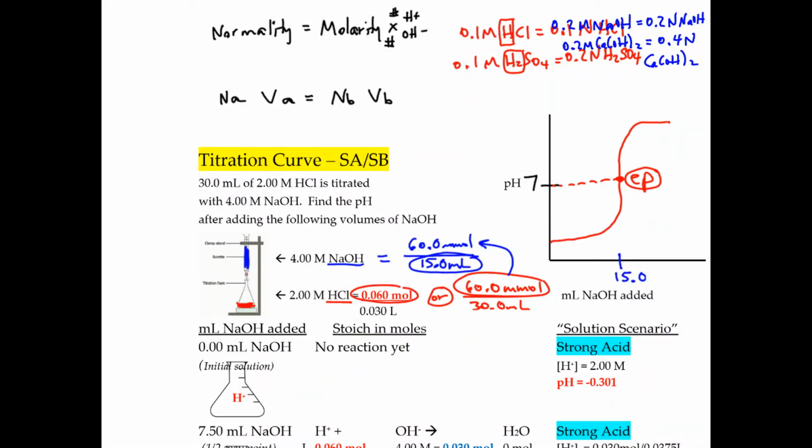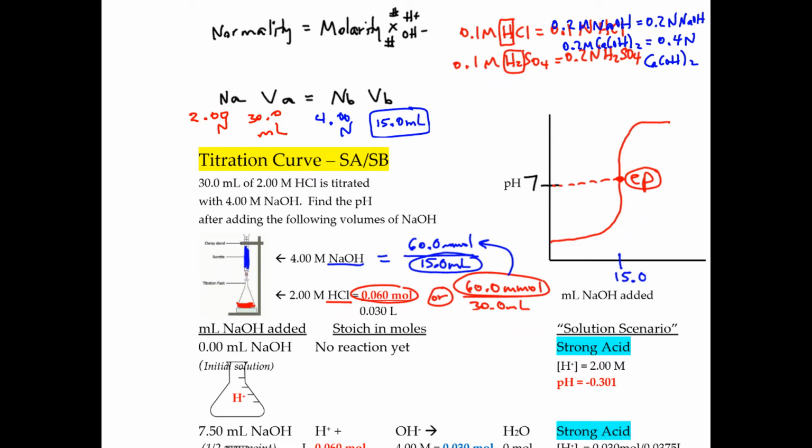Let's do it for this calculation right here. So the molarity of the HCl is 2. So the normality is also 2. So 2 normal. The volume, you can use milliliters, 30 milliliters. Now we're going to know the molarity of the NaOH already. It's given to us, so the normality is also 4 normal. And then we could solve for the volume in this case, which is 15 milliliters.